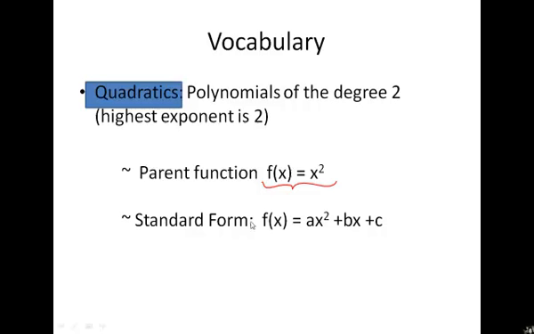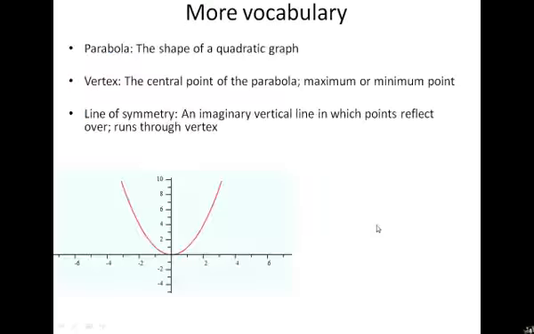Standard form, though, we're also going to expand on this because there could be transformations, shifts, and all these other things. So we could also write it like this, and there are other forms as well. Last thing of vocabulary here, we have a parabola. That's just the shape that any quadratic will make. So if you ever have a quadratic equation, you can expect the graph to be a U shape.